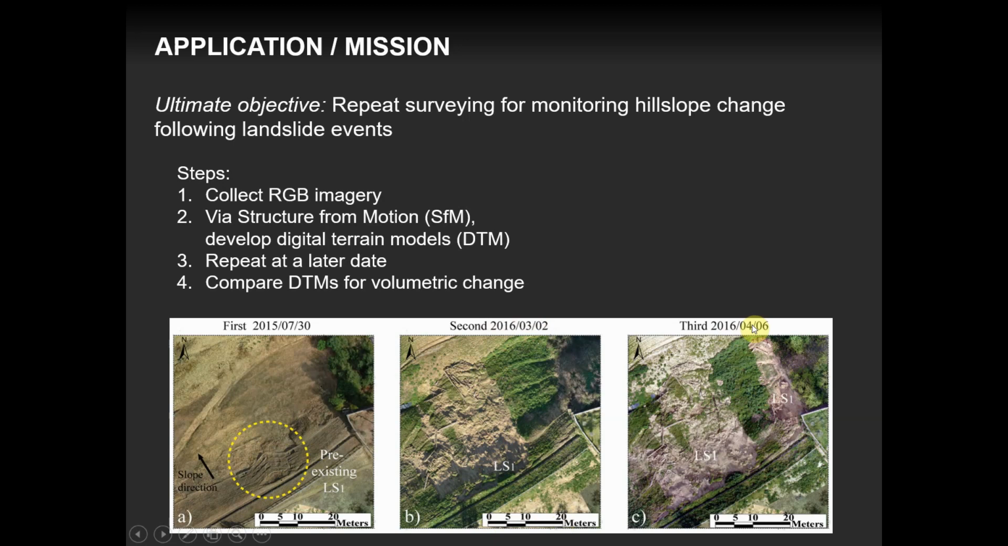And then within about a month from that time, they had a secondary failure occur on the right side of the image. Okay, and this is a typo here in the article. This should be LS2 for landslide 2, but that's here on the right hand side of the image.